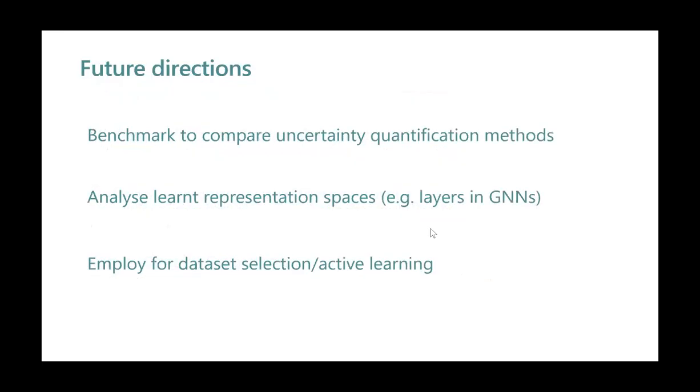Quantification papers show that many of these amazing force fields that get the bold numbers then fail completely and catastrophically during MD simulations. And this is actually a problem for us. Another thing we would like to do is to analyze learned representation spaces and see if, for example, hidden layers in graph neural networks behave the same way as pre-built descriptors. And finally, we would like to employ this for dataset selection in active learning loops because it's quite well suited for the purpose.